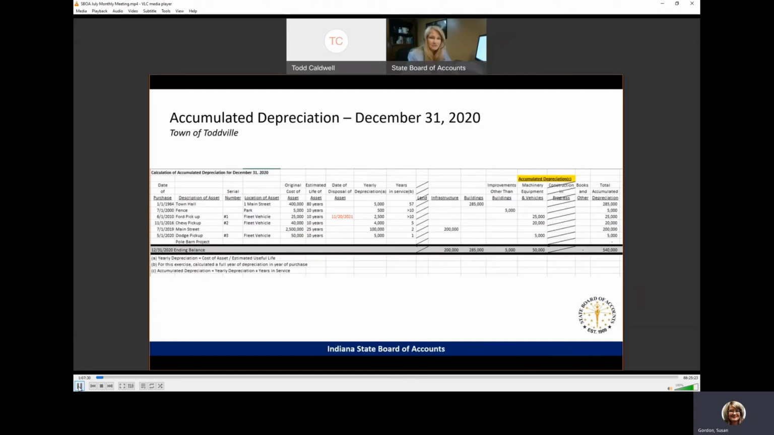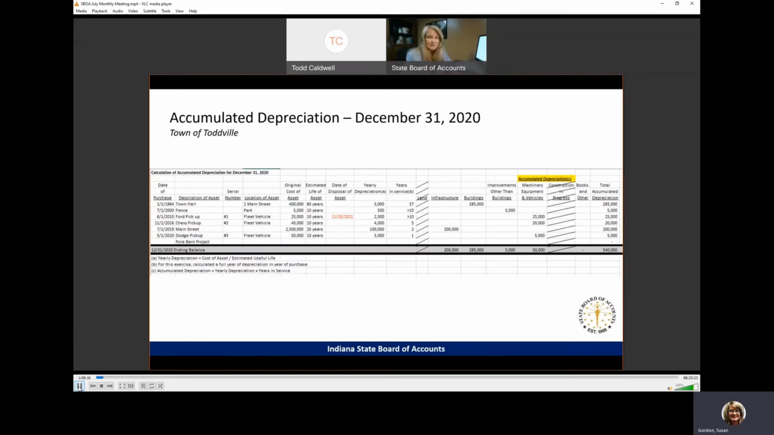The first few columns are just like the capital asset ledger, where we have the date of purchase, description of the asset, serial number, location, original cost, estimated useful life, and date of disposal. Those columns are all the same as on the capital asset ledger. The next column I put in was the yearly depreciation amount. That's just your original cost divided by the estimated useful life of the asset. So for town hall, its original cost was $400,000, and its estimated useful life is 80 years. So each year I'm depreciating that building by $5,000.